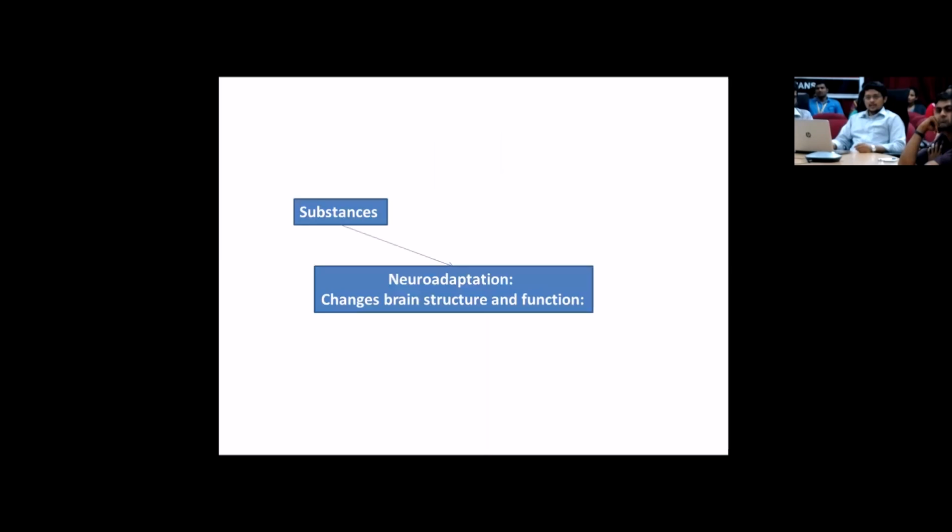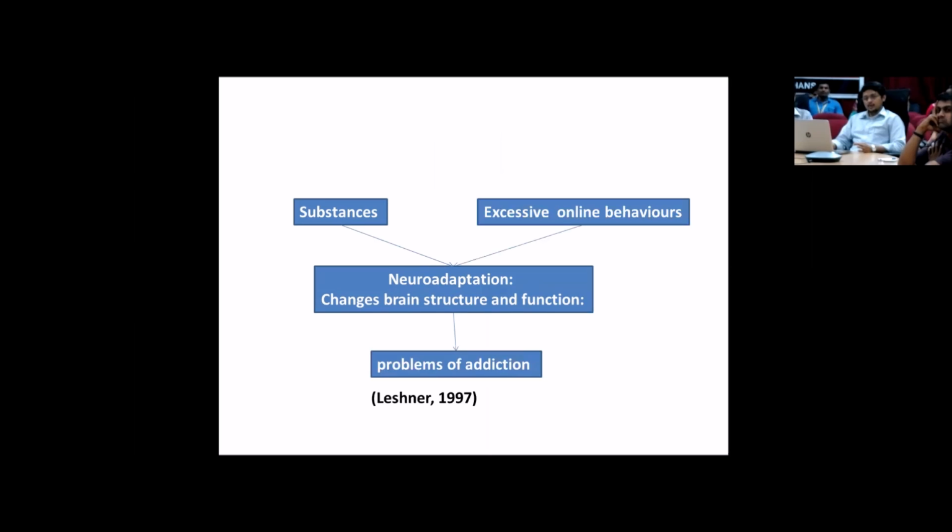Before that, what the usual research says is that substance use causes neuroadaptation, changes in brain structure and function, and hence these are the reasons for the problems of addiction. Behavioral addiction researchers also report that excessive online behaviors cause neuroadaptation and hence problems of addiction. Whereas this may not be entirely true. The excessive online behaviors could be just evidence of learning.